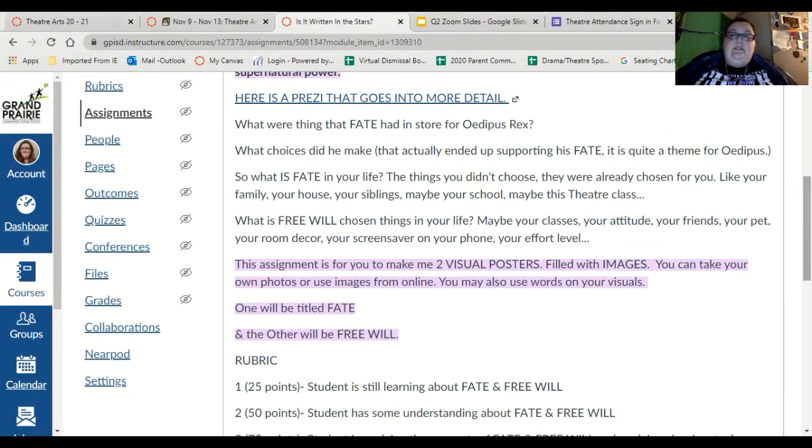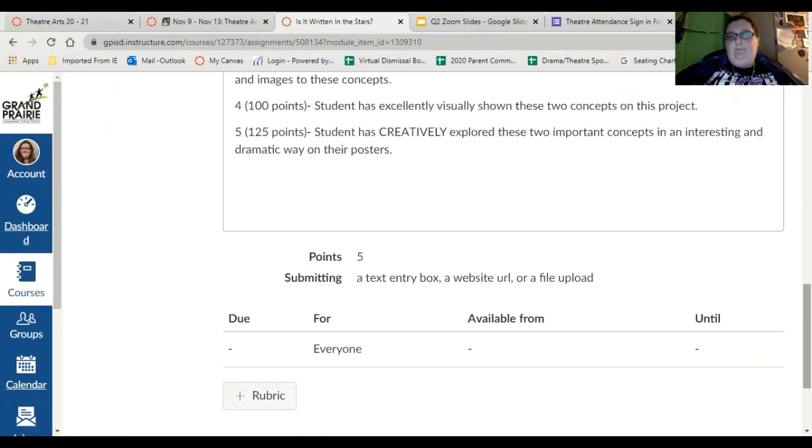Filled with these images. All right, you can take your own. You can make a collage. Obviously, you can use Canva. I know y'all are tired of me saying the word Canva. One is going to be fate and one is going to be free will. So your picture needs to represent each of those. And then you're going to post them both here.